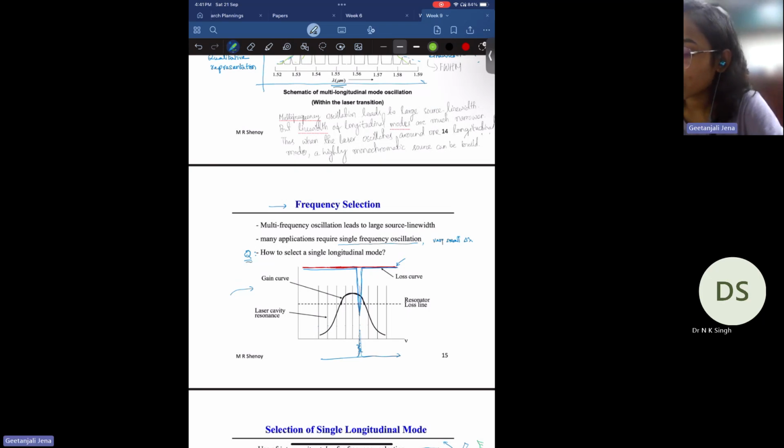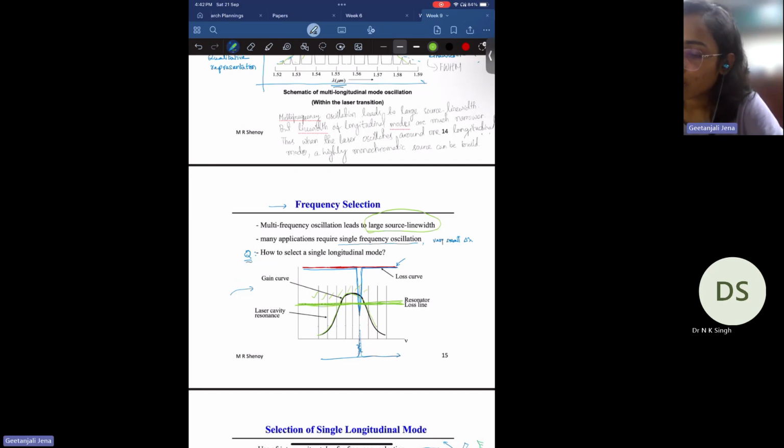As we have seen, multi-frequency oscillation leads to laser source bandwidth. So for many applications, we require single frequency oscillation. For this, what can we do? Let's say we have a gain curve like this, and these are the laser modes, right? This is the initial situation where we have multi-frequency oscillation, so around three frequencies will oscillate whenever there is a loss line around this gain curve.